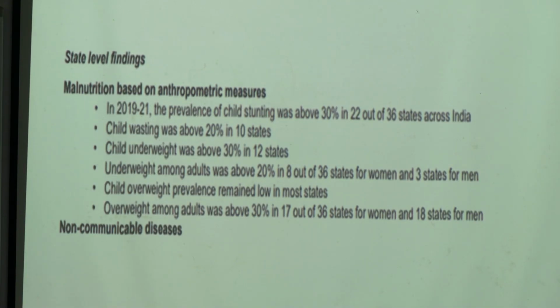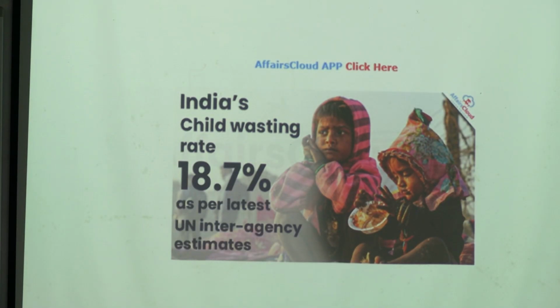Child wasting in 10 states. Child underweight was about 30% in 12 states. The prevalence of child stunting was about 30% in 22 out of 36 states. So the fact is that we are still having problems. Okay, it is not fully clear as yet. So this is from multiple agencies, UNICEF, WHO, various agencies. They've come to an average that the child wasting rate in India is 18.7%. Okay, this is as per the UNICEF data.